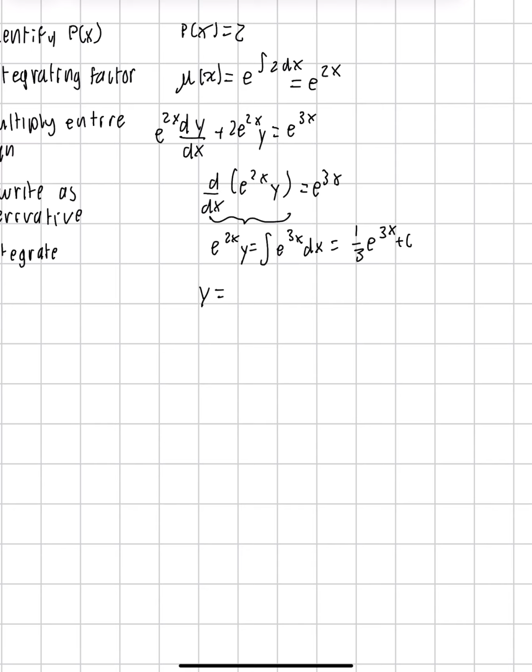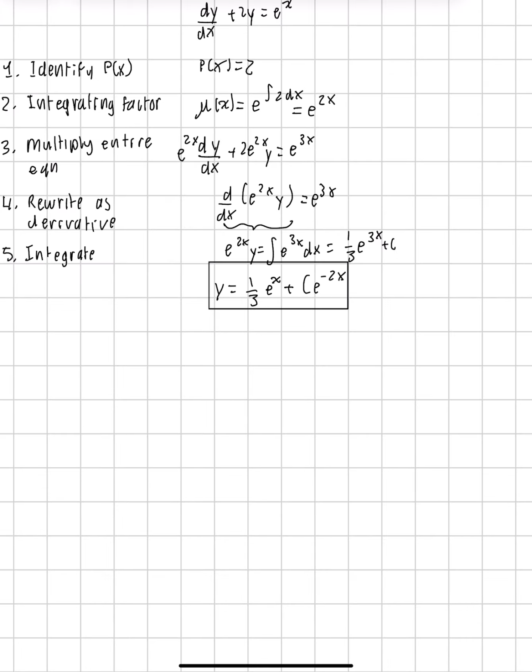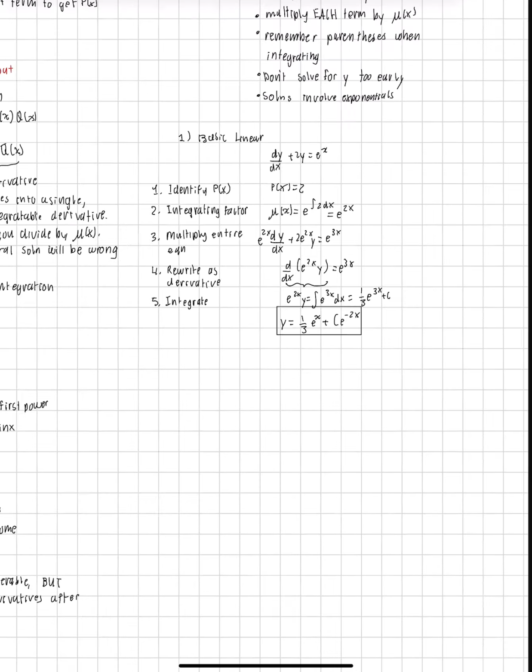So then rewriting all this, we have to solve for y now. Solving for y, we get that y is equal to 1 over 3 e to the x plus a constant of integration times e to the negative 2x. So this is our answer. Now we can move on to our second problem.